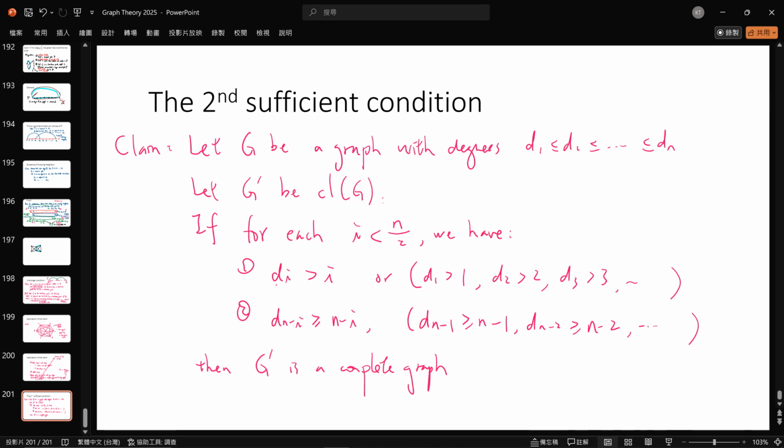So for every small degree, you have to make sure that the degree cannot be too small, or you have to make sure that there is one vertex that has a large degree. So in this case, you can have a complete graph as your closure, okay?